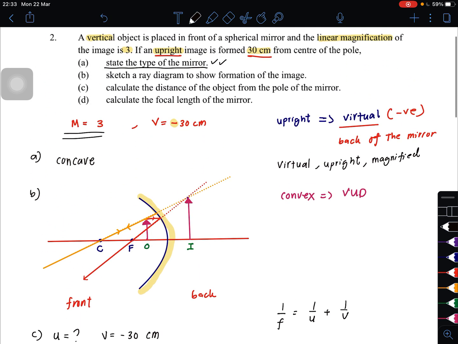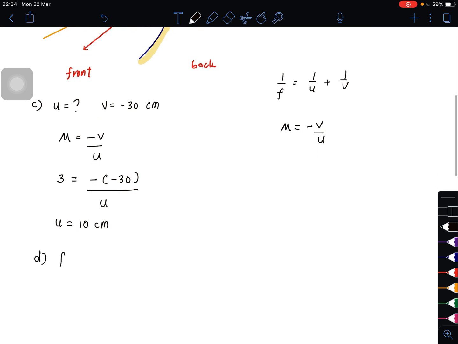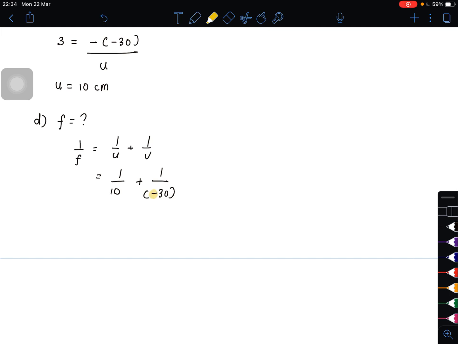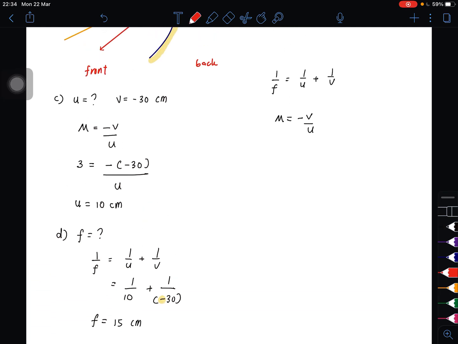Okay, so next one, calculate the focal length of the mirror. So now we want to find the value for f. So tadi kita boleh gunakan, because we already have u and v, so we can use this formula to find f. So just masukkanlah all of the value, di mana u adalah 10, v adalah negative 30, so we always include the negative sign here. So f akan jadi sama dengan 15 cm. Okay, so that will be the answer for question D, and this one is question C.